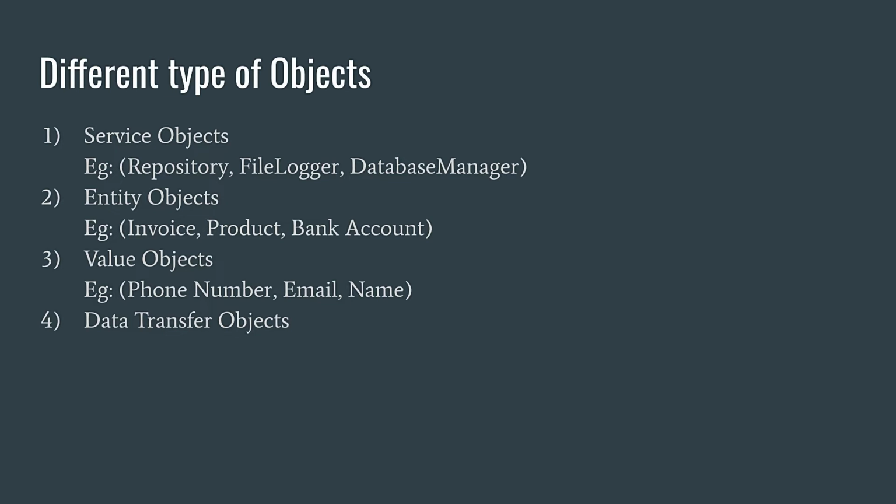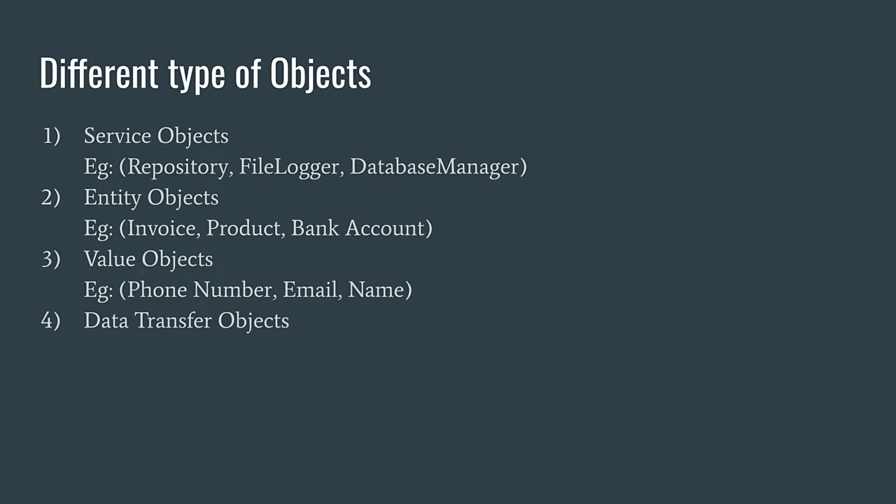In the practical world of programming, we classify objects in the following categories: service objects, entity objects, value objects, and data transfer objects. Service objects are the objects that either perform a task or return a piece of information. They will be created only once and used any number of times. These objects work with or require the following objects to perform a specific task. Some examples of service objects are repository, file logger, database manager.